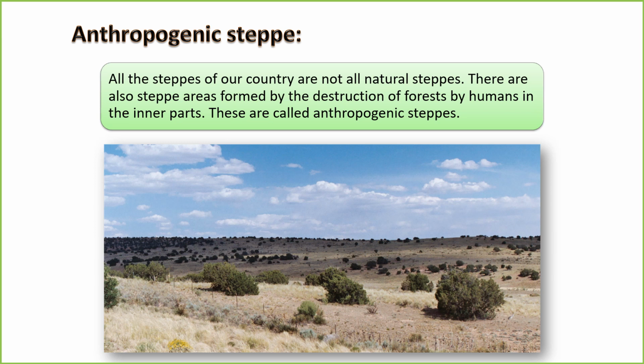5. Deforestation. In some cases, anthropogenic steppe areas may result from the clearing of forests or woody vegetation for various purposes, including agriculture, logging, or urban development.